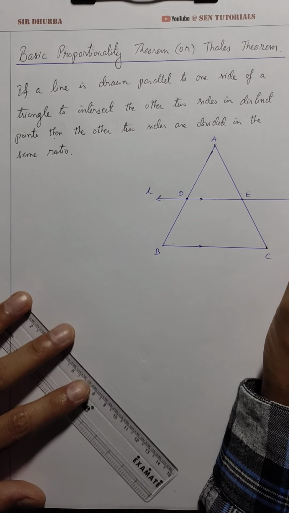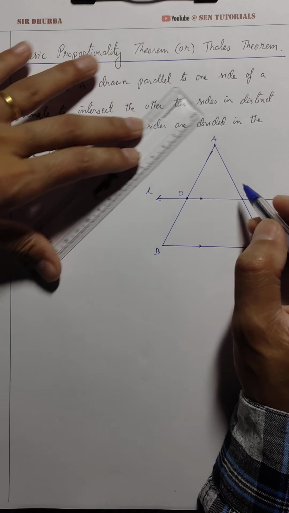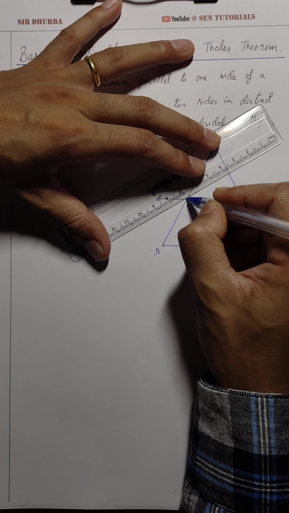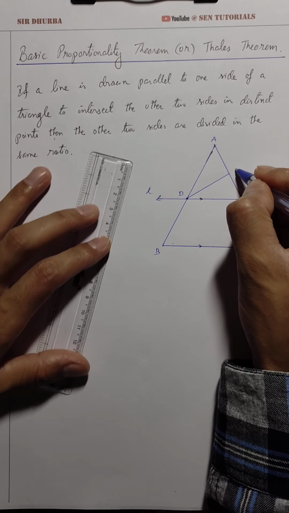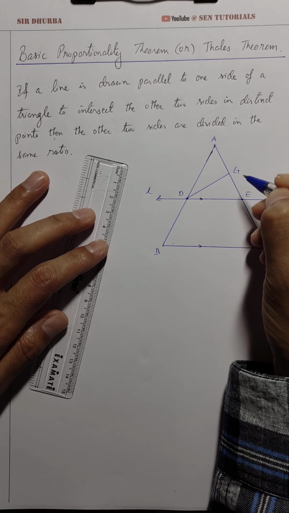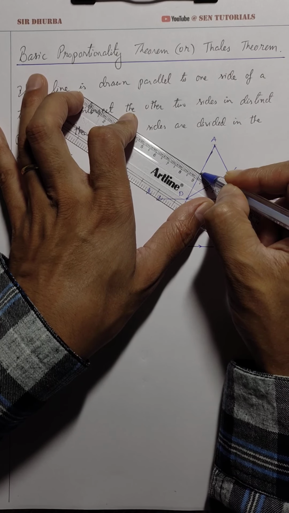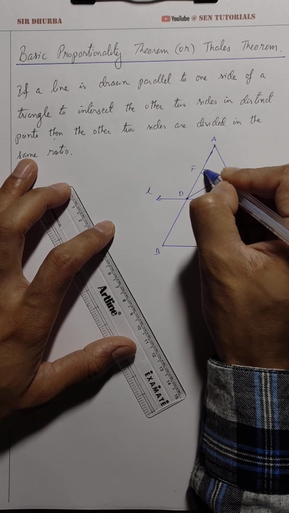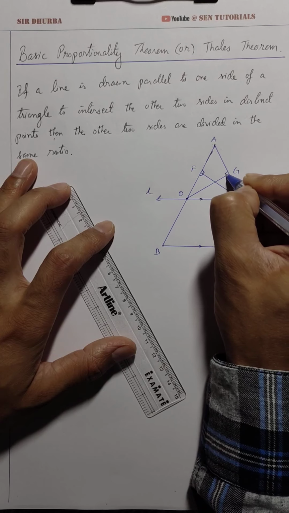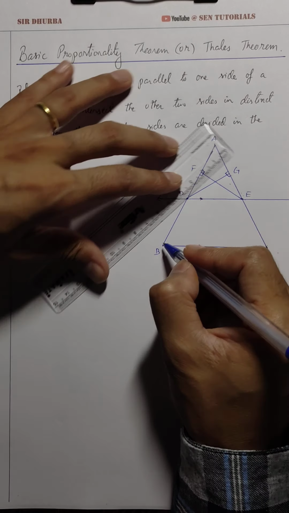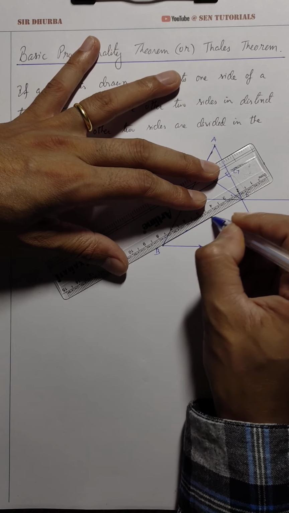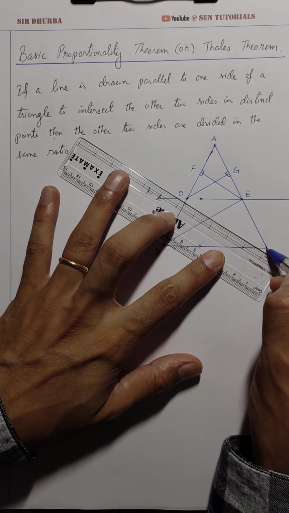Alright, clear? So for that construction, we will draw perpendiculars, let's say DG on AE, and another perpendicular, let's say EF. So these are perpendiculars on AD. I'll also join BE, and I'll join CD also.